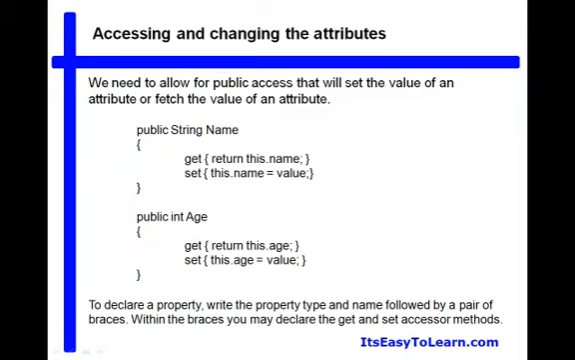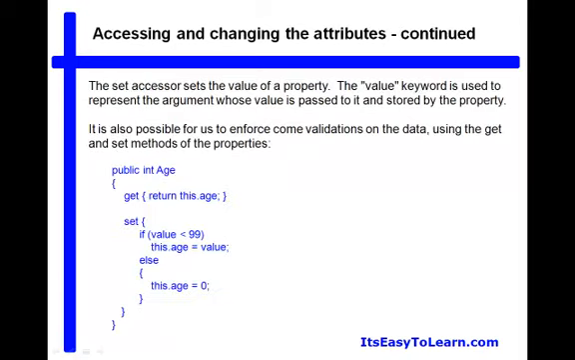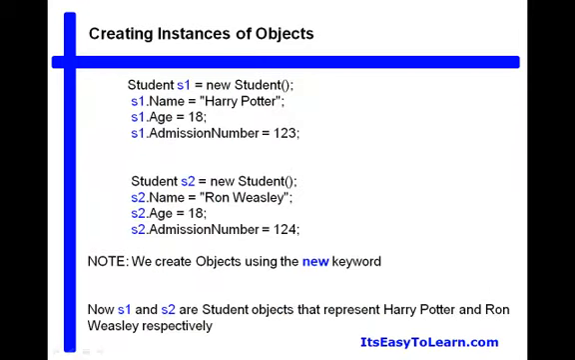For example, we use this public string name to set the name as Harry Potter, and the public int age set method to set the age of Harry Potter to 18, and we made sure the age is less than 99 for Harry Potter. Similarly, we did it for a new student called Ron Weasley. So S1 and S2 are two student objects, and we create the objects using the new keyword.